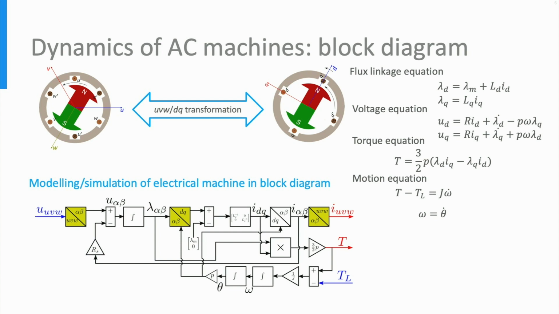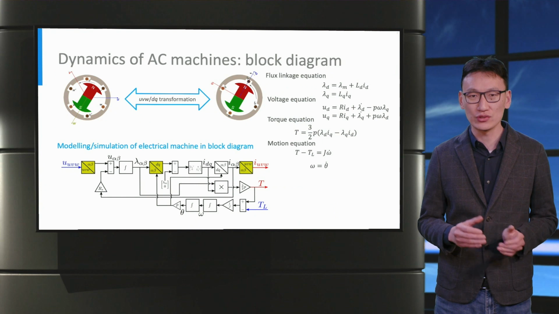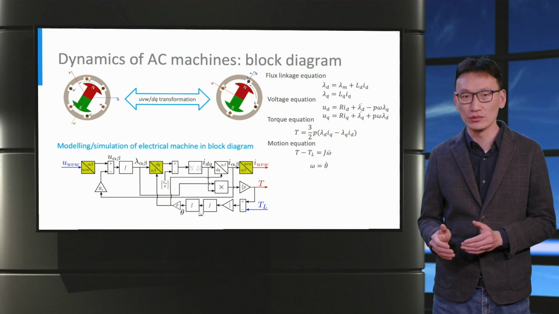If we look at the motion equation, we can see how mechanical rotor speed is calculated from machine output torque T and load torque TL. Similarly, the rotor angle can be calculated by integrating the speed variable. The transformation blocks require the electrical position of the rotor during transformation, which is achieved by applying pole pairs to the mechanical rotor position angle.